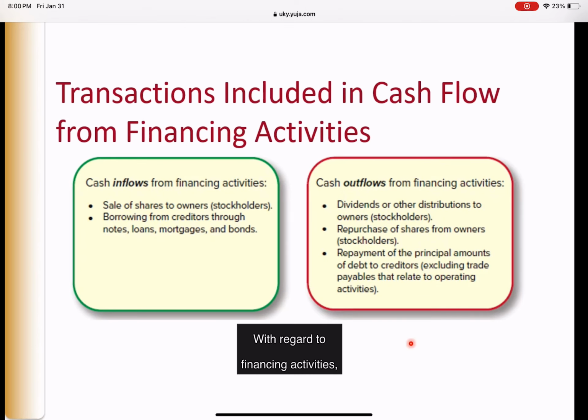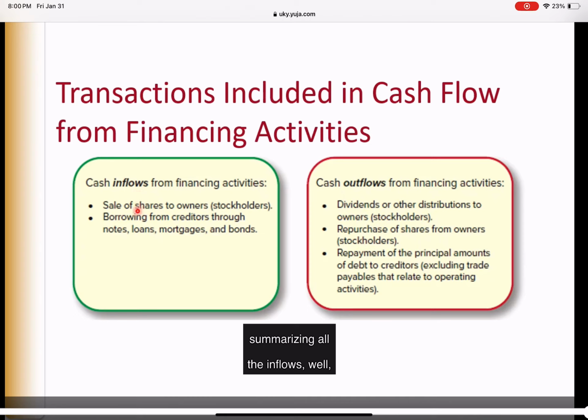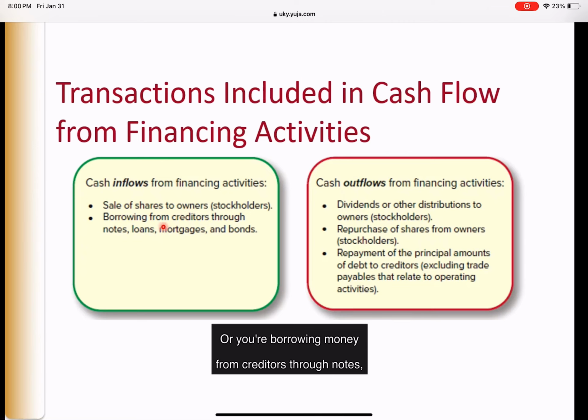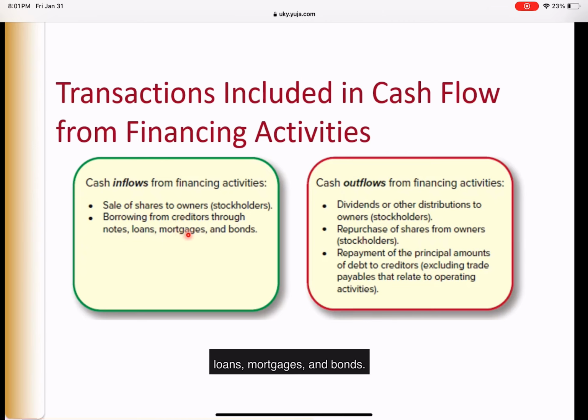With regard to financing activities, summarizing all the inflows, well, you sell shares to the owners, meaning they invest money directly into the company and buy the shares directly from the company. Or you're borrowing money from creditors through notes, loans, mortgages, and bonds.